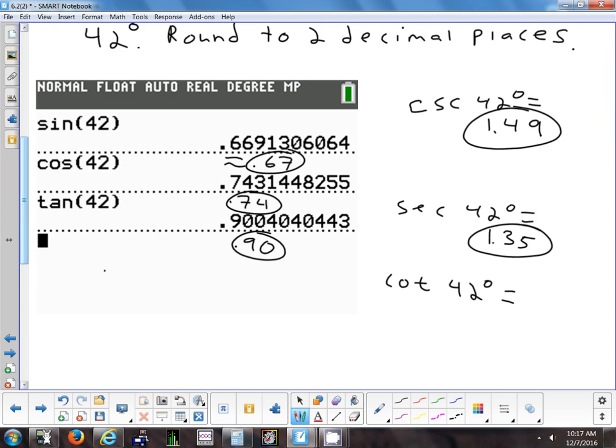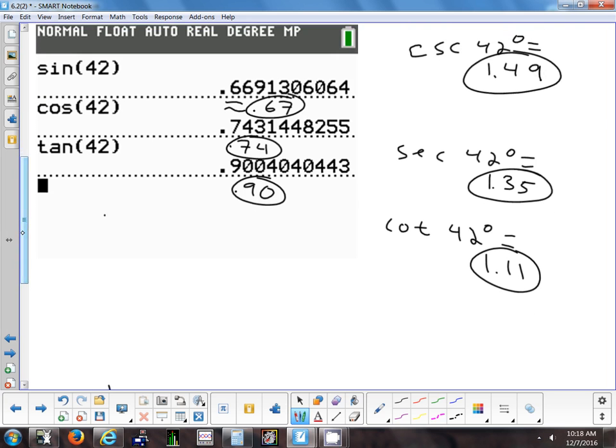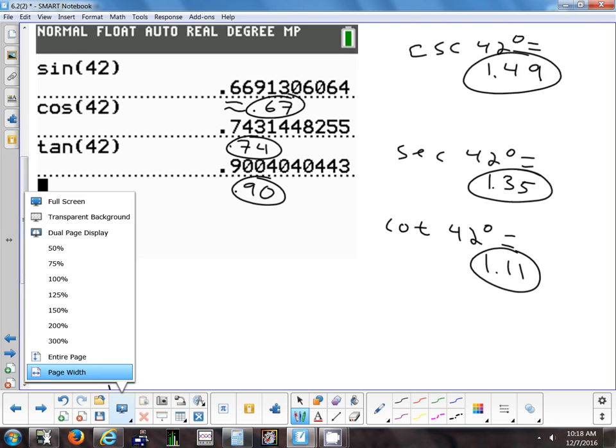What'd you get, Dave? 1.11. 1.11? Other people get those answers? Okay. So that's one way they could ask you to do it. Or they could give you a problem. What is the units on that? The unit, there is no unit. That's a number. This number, when we get into right triangles, it's a ratio of 2 side lengths. So if it was inches divided by inches, the inches would cancel. It's just a pure number. There's no unit on it.